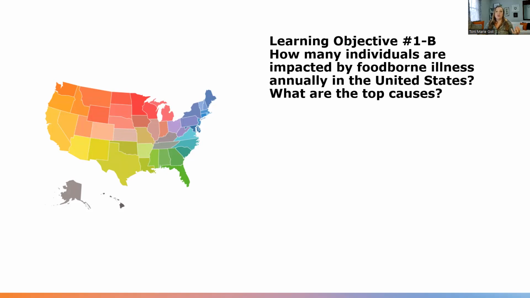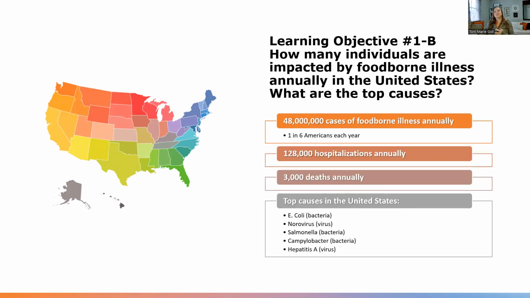And here in the United States, this is very impactful in a negative way. And there are some major causes of foodborne illness here in the United States. So, just to put it in perspective, 48 million cases of foodborne illness are here in the United States annually. That's 1 in 6 Americans each year that has foodborne illness. We have 128,000 hospitalizations every year, according to the FDA, and 3,000 deaths here in the United States alone from foodborne illness. And the top causes are E. coli, norovirus, salmonella, campylobacter, and hepatitis A.